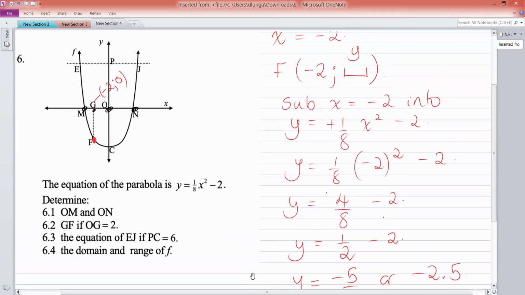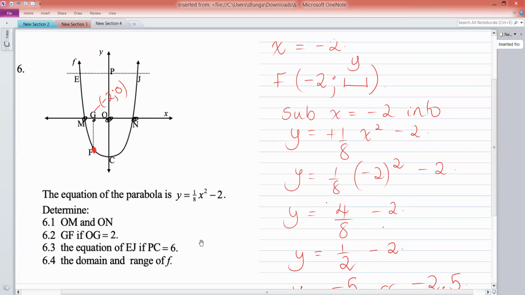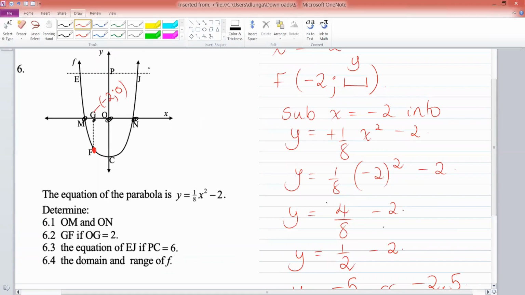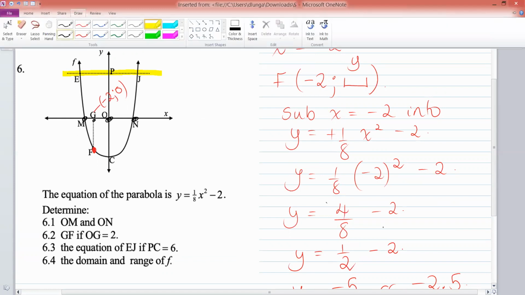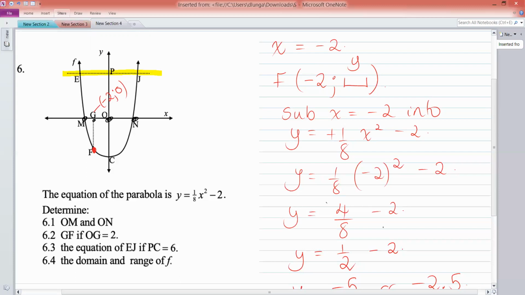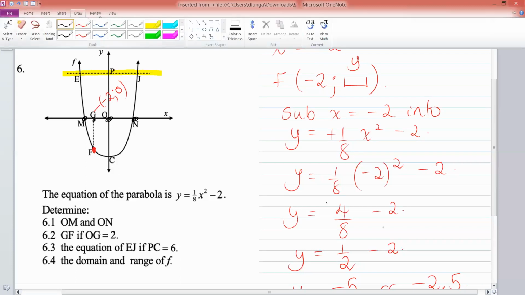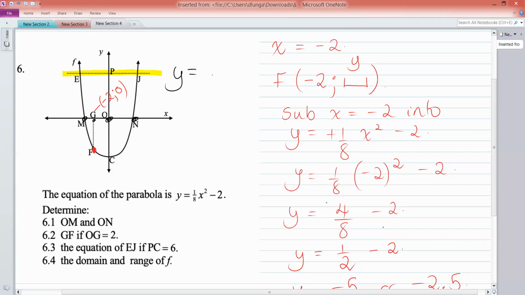Okay, right. The equation of EJ, E to J. Okay, so this here, this straight line, let me highlight it for you. That straight line has an equation. Now, what do you guys think it's going to start with? If it's a straight line and it's parallel to the x-axis, it starts off as what? Y. Yeah, it's going to be y equals something. So we need to work out what that something is, right?